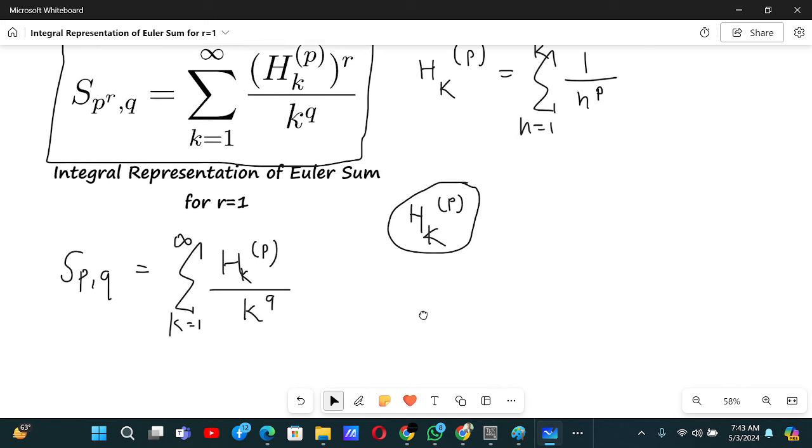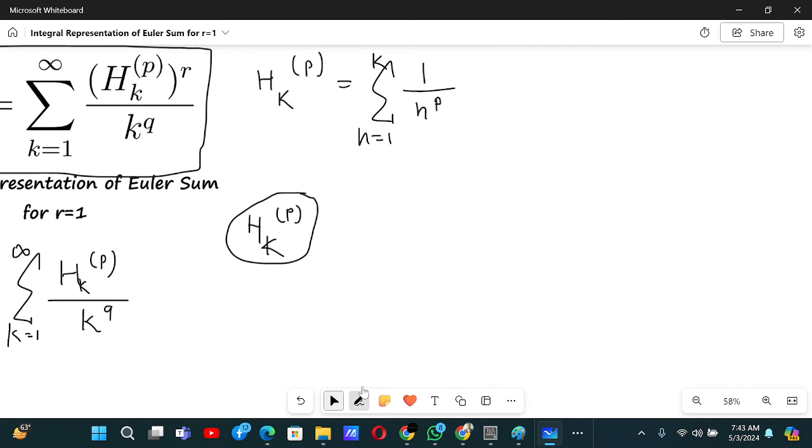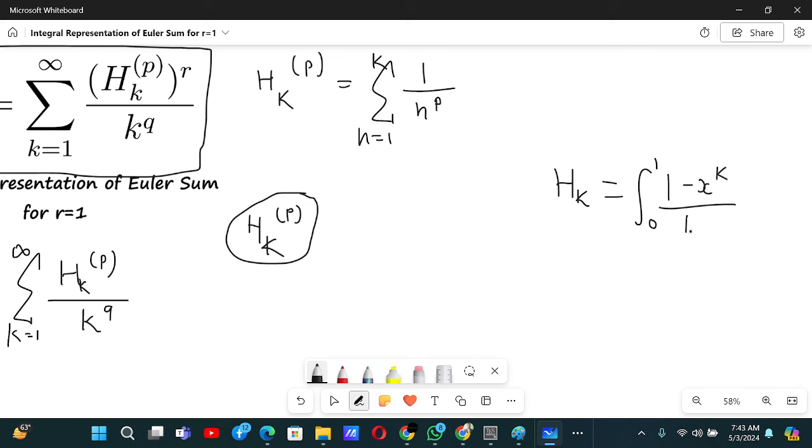And again, to find the integral representation for this, we first need to understand how H_k is represented as a sum and an integral. We know that the integral representation is the integral from 0 to 1 of (1 minus x to the power k) by (1 minus x) dx. Similarly, the sum representation is the sum from n equals 1 to infinity of 1 by n minus 1 by n plus k.